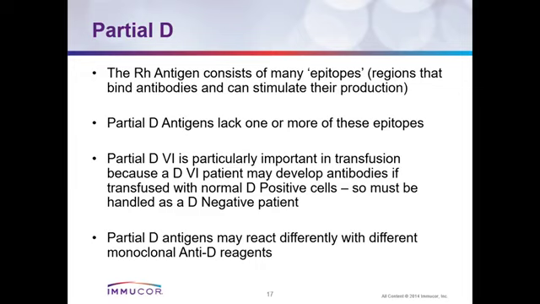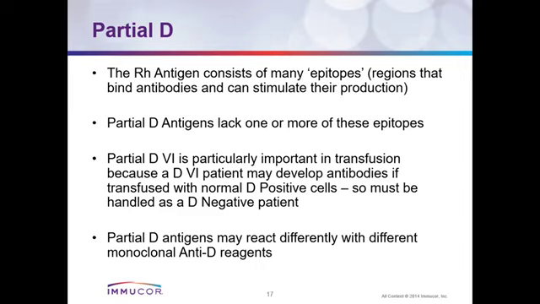Of the anti-D. Now, the partial D antigens lack one or more of these epitopes. So partial D6, especially, is very important in transfusion because the D6 patient may develop antibodies if transfused with normal D positive cells. This is very important, ladies and gentlemen. So we must handle this as a D negative patient.